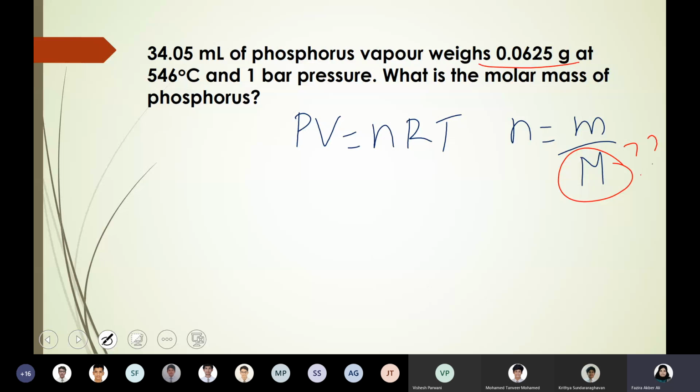Mass is given. So you have to use standard units. Milliliter you convert into liters. Temperature should be in Kelvin, by adding 273.